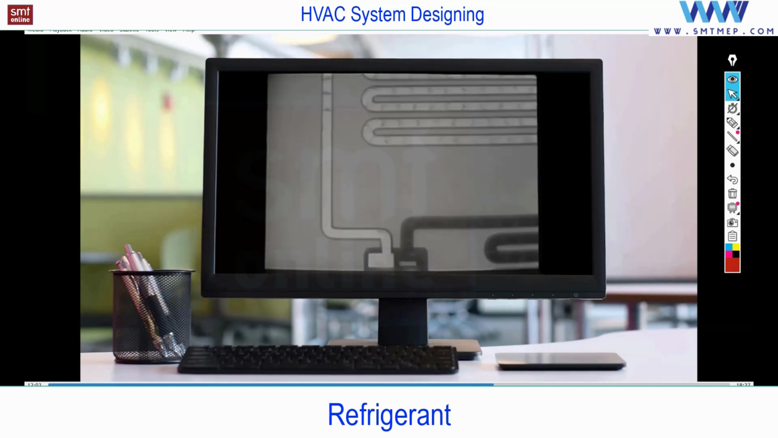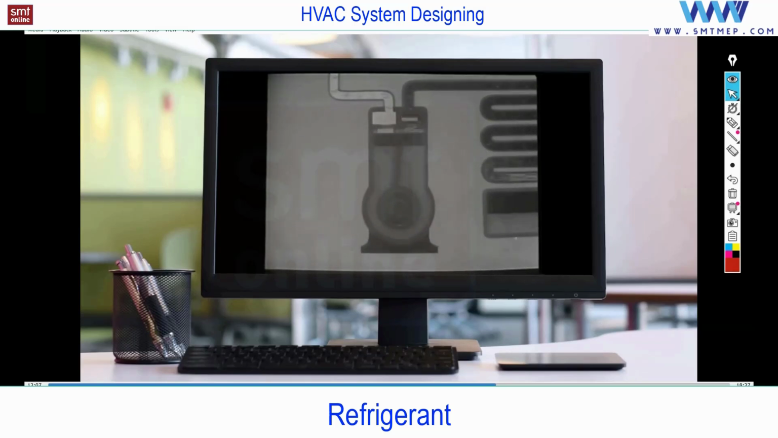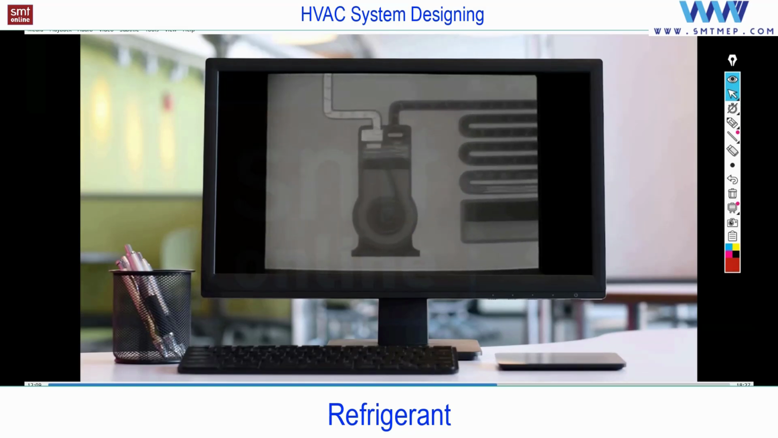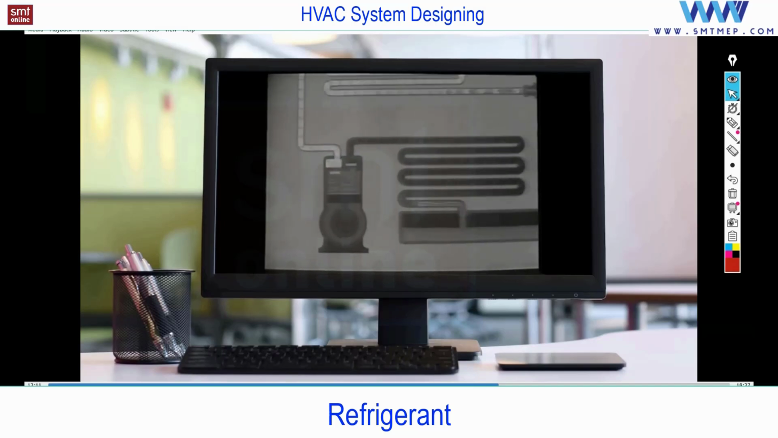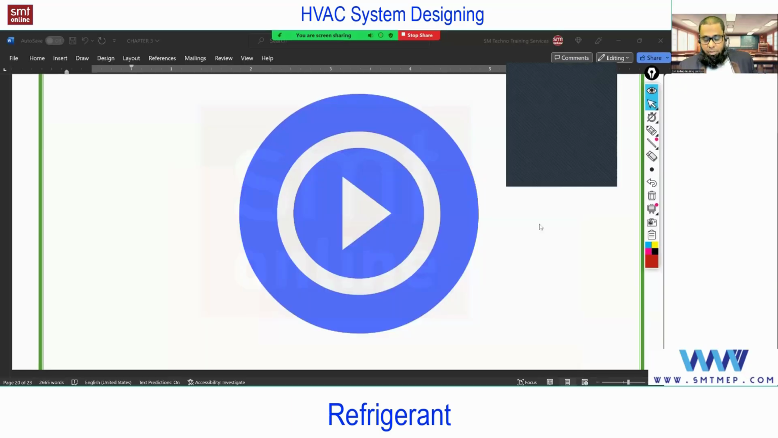The refrigerant, now a low-pressure gas, is drawn through the suction line back to the compressor, completing the cycle. This, then, is the cycle of changes of the refrigerant as it moves continuously through the compression system. Yeah, so I think you got some idea.